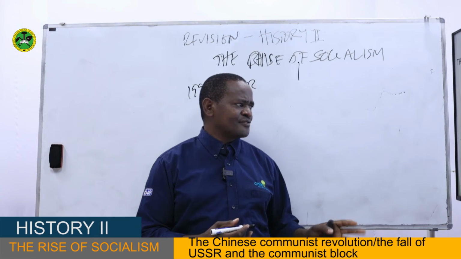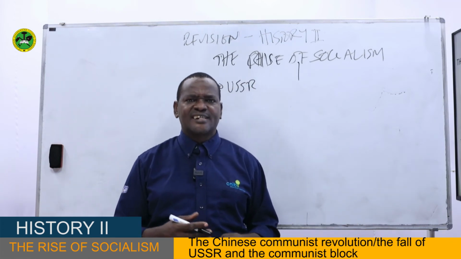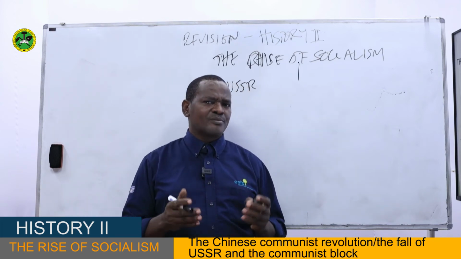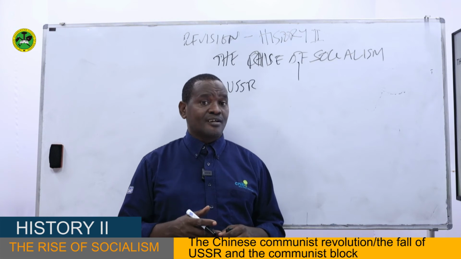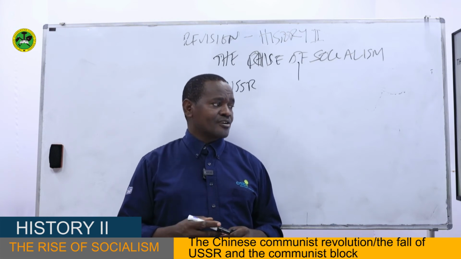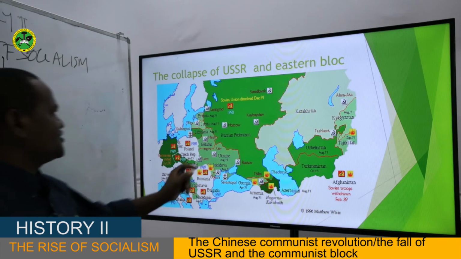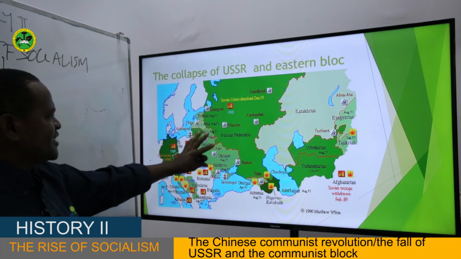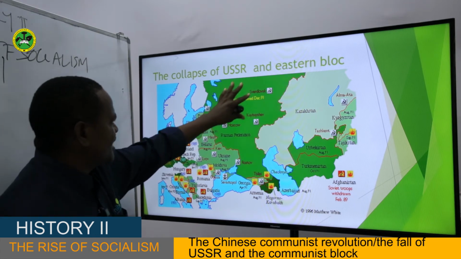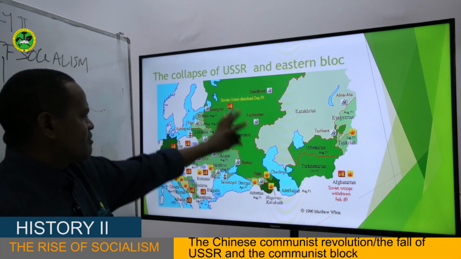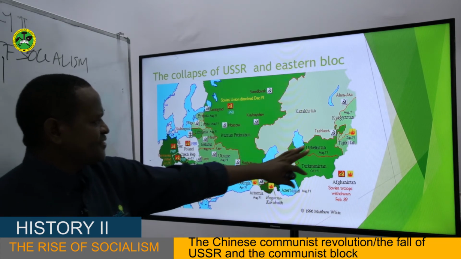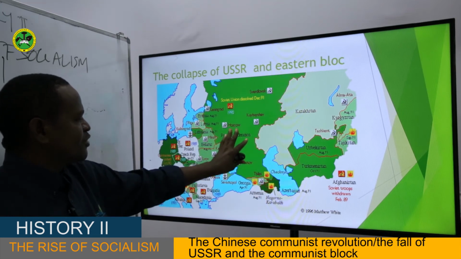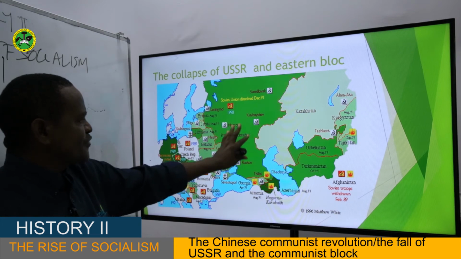In the 1980s, the Soviet Union and the socialist bloc started to run into severe economic, political, and social crisis. It is because of those social, economic, and political crises that the Soviet Union and the Eastern Bloc collapsed in the 1990s. As you can see, my dear students, this is the map that shows the collapse of the Soviet Union and Eastern Bloc. The Soviet Union alone, remember, was made up of more than 15 republics. But then they started to separate from the so-called Russia. They started to withdraw from the Soviet Union.